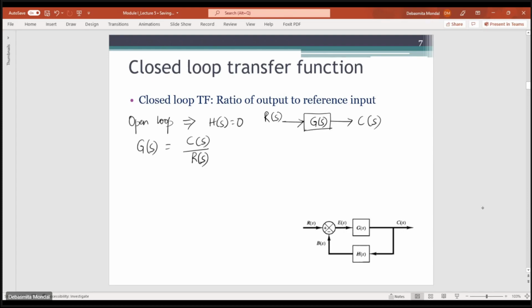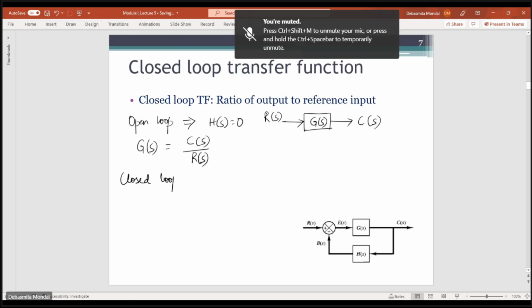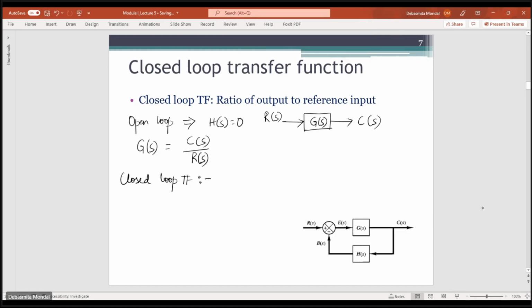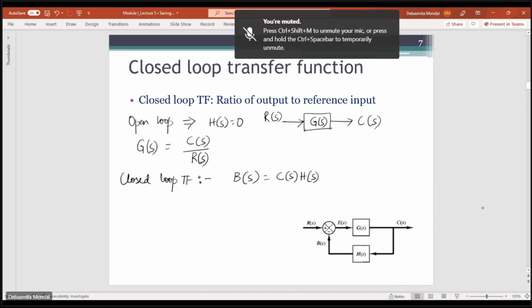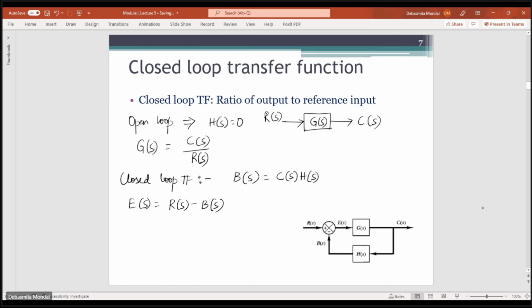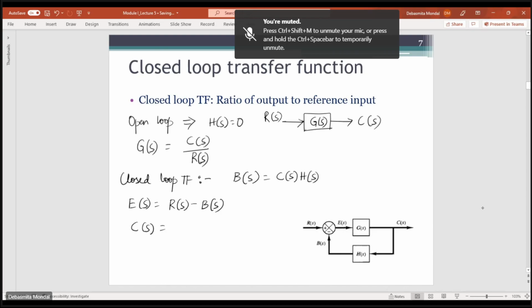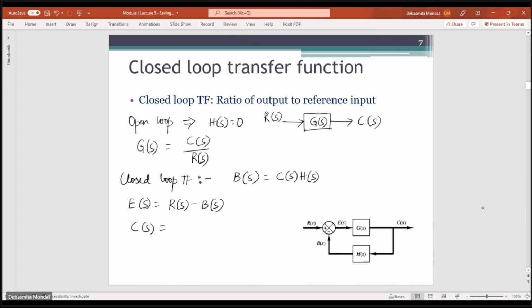Similarly, we'll try to see what the closed loop transfer function is. In case of this closed loop transfer function, we'll start from the basics. First we write B(s) equals C(s) multiplied by H(s). Then E(s) is equal to R(s) minus B(s). Then C(s) will be equal to E(s) multiplied by G(s).